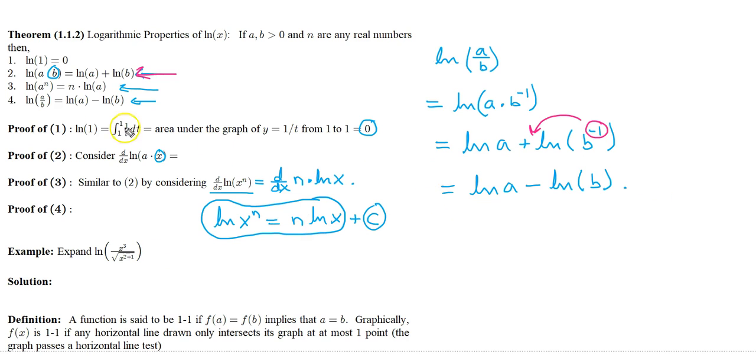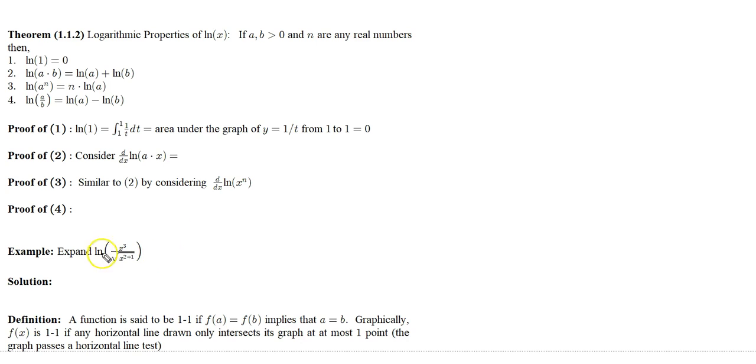So let's take a look at this example now. So let's expand the natural log of x cubed divided by the square root of x squared plus 1. So if we consider this, so we want to simplify this quantity using these properties. Now that 1 right there shouldn't be in the exponent, that should be dropped down. So just consider what I have written here. Let's expand this and simplify it.